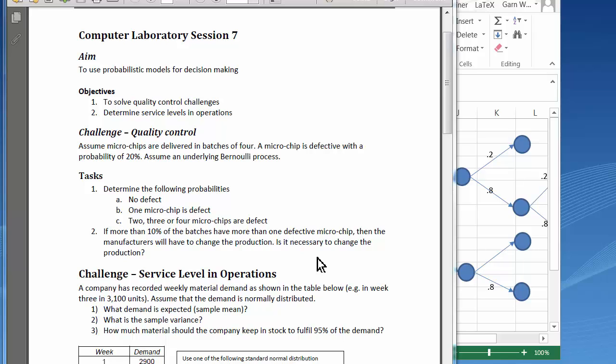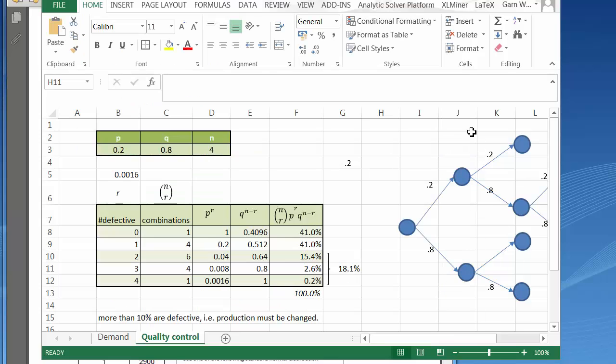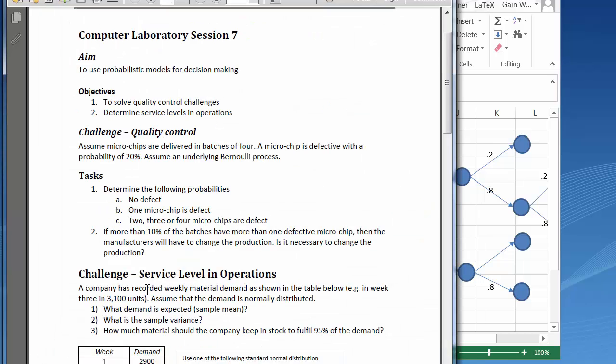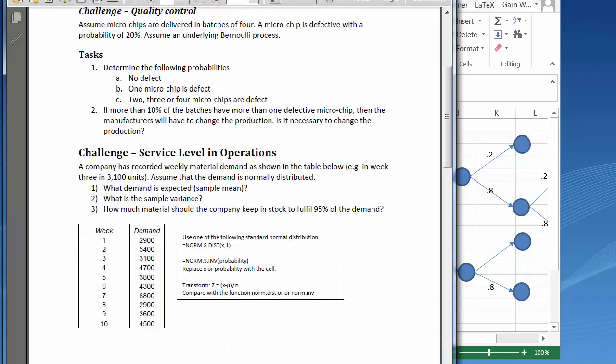Welcome to this management science tutorial. This is the second part. In the first part we did some quality control. In the next one we are going to check some service levels.